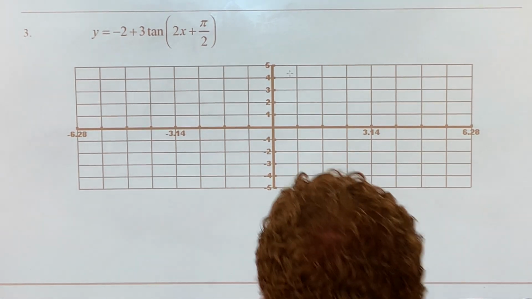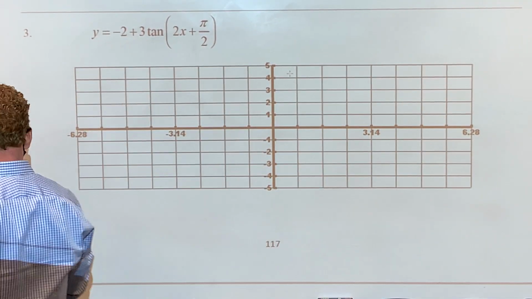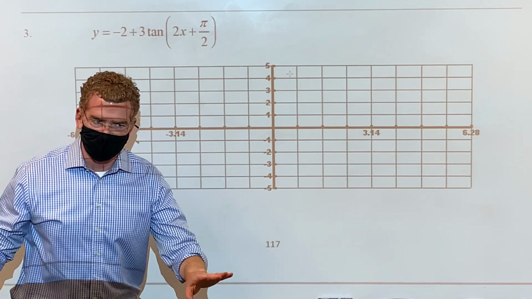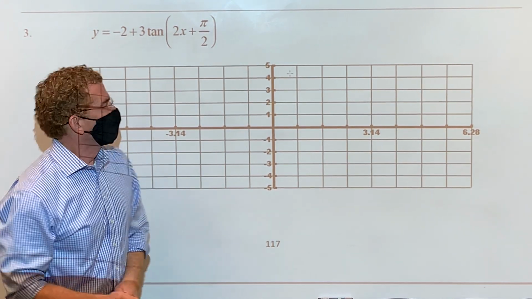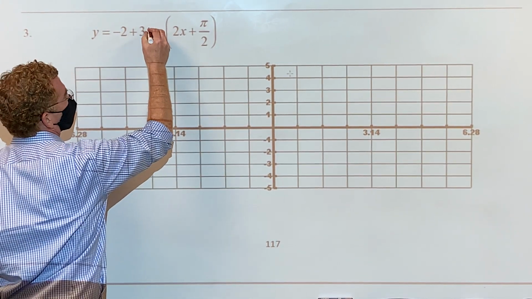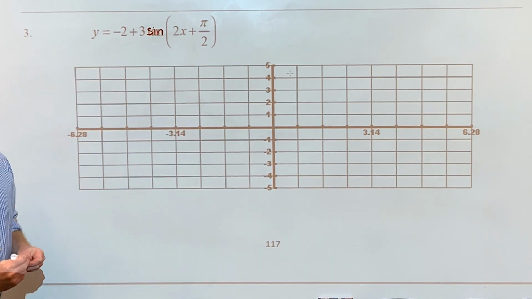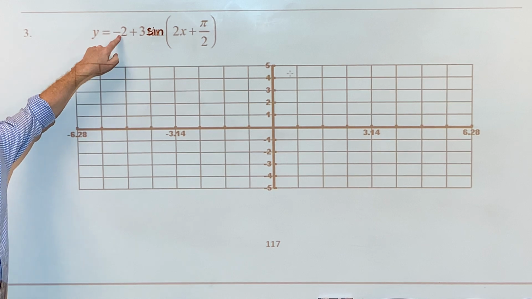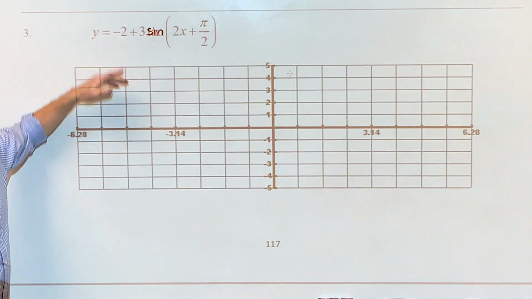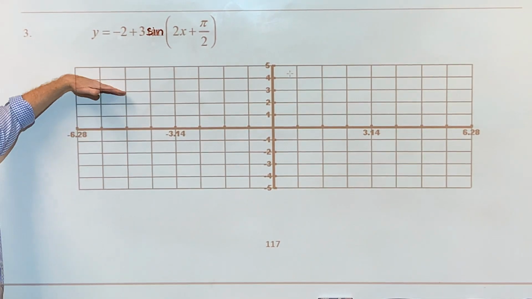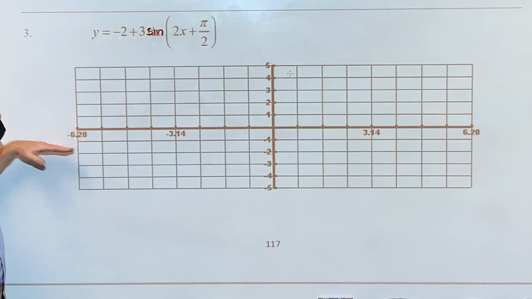All right. So, on a normal, this is a quick review. If this were a sine or a cosine, what does that -2 represent? Up or down. So you're up or down, which we call our vertical shift. So I would go to -2, put a dotted line.